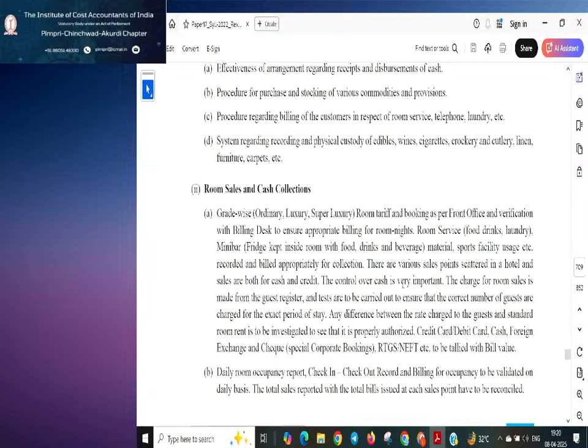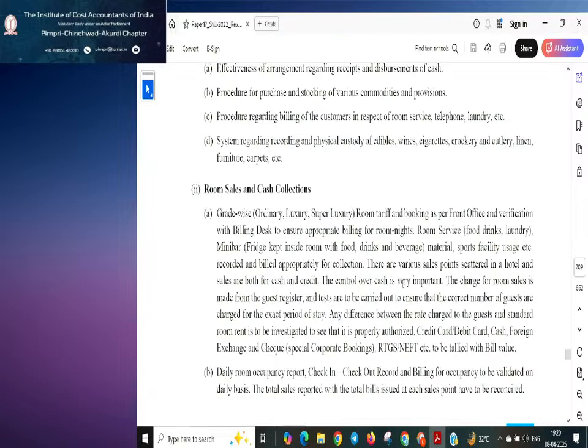Room service like food, drinks, laundry, minibar, that is the fridge kept inside the room with food, drinks and beverage material. Sometimes they even give sports facilities, so how far they have been used should be recorded and billed appropriately for collection. Usually sports facility is on an hour basis, or sometimes it is included in the package itself. So there are various sales points scattered in a hotel, and sales are both for cash and credit. This becomes a bit difficult to manage when a hotel has a lot of facilities and services to offer to its customers.